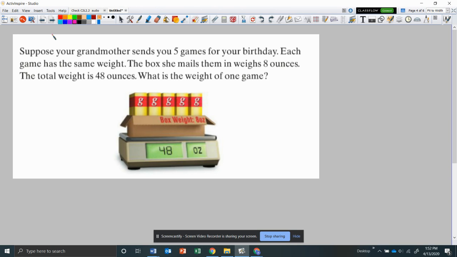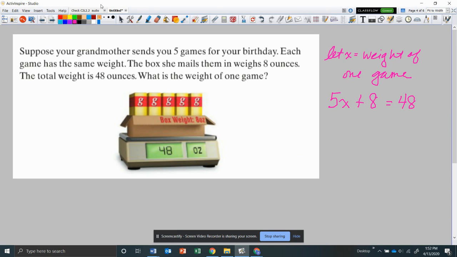Suppose your grandmother sends you 5 games for your birthday. Each game has the same weight. The box she mailed them in weighs 8 ounces and the total weight is 48 ounces. Okay, so what we don't know is the weight of one game. But we know that 5 times that weight plus the weight of the box, which is 8 ounces, is going to equal the total of all of it put together, which is 48. Okay, now we've got an equation and not just an expression.